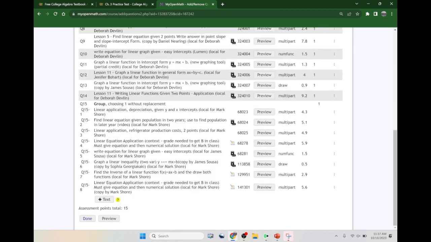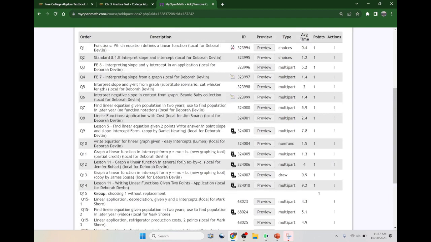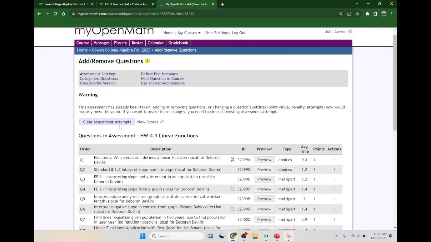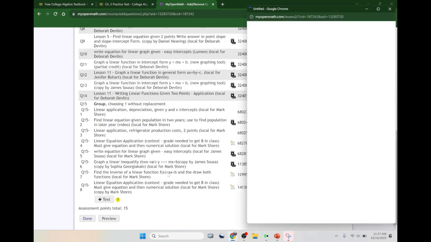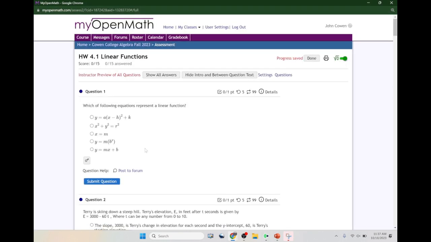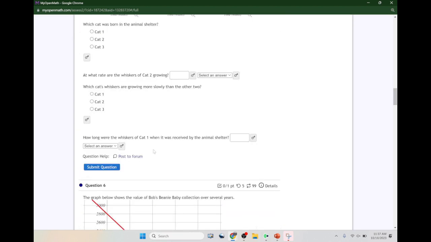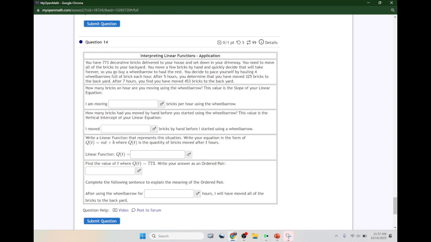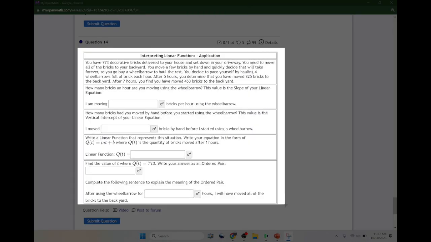All right, where do you see bricks? Just like he's moving bricks with a wheelbarrow. How do I just preview the whole thing? Teacher preview? That's so annoying. Y'all are so right. All right. I'm going to throw this on the test for extra credit?